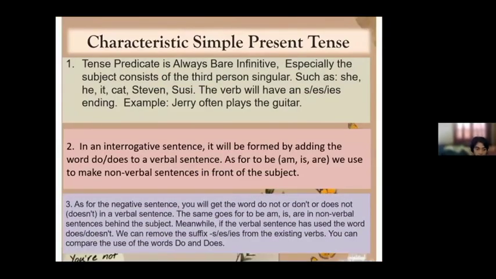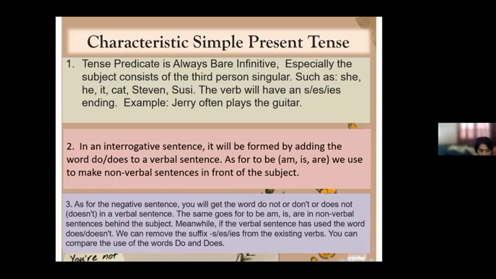Next, I will present about characteristic of simple present. The predicate is always bare infinitive. Explain the subject consists of the third person singular, such as she, he, it, cat, Stephen, sushi. The verb will have an S adding. Example, they often plays the guitar.